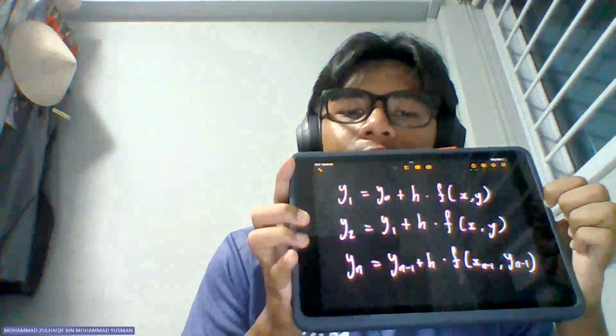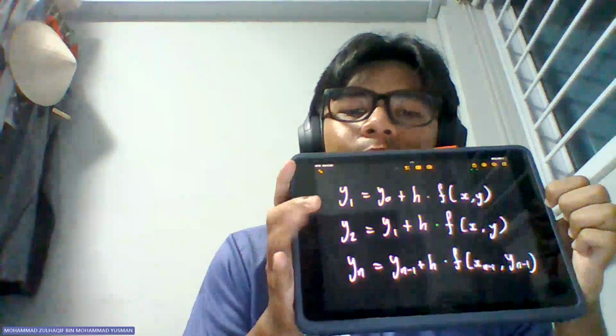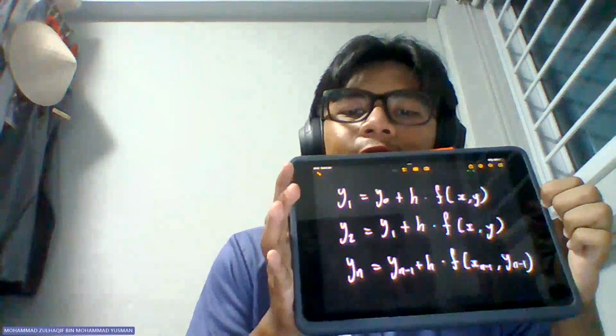In terms of n, it can be expressed as yn equals yn minus 1 plus h times f(xn minus 1, yn minus 1). Okay, let us move on to the Excel sheet.